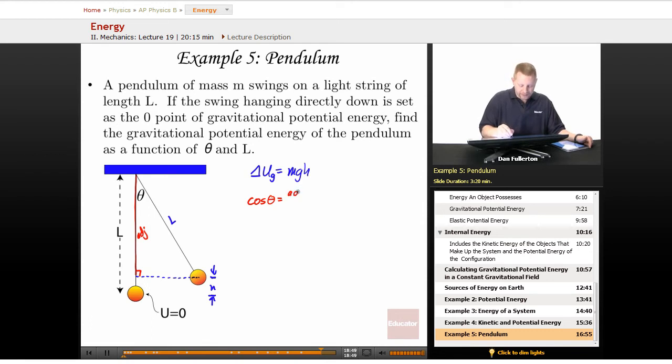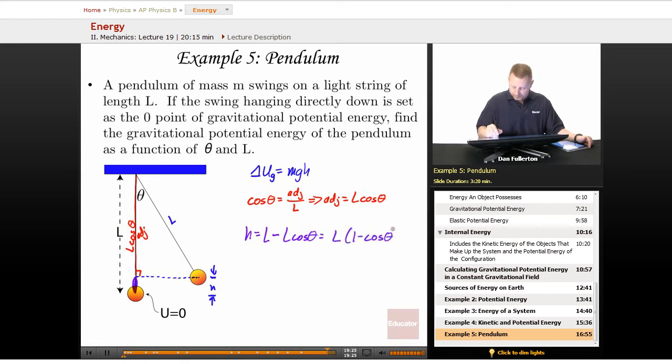Cosine of theta is the adjacent side divided by the hypotenuse, L. Therefore, the adjacent side must be equal to L cosine theta. So this is L cos theta. What we really want to know is this distance here, that h. h then must be the total length of our pendulum L minus this L cosine theta. Or I could factor out the L and say that that's L times 1 minus the cosine of theta.